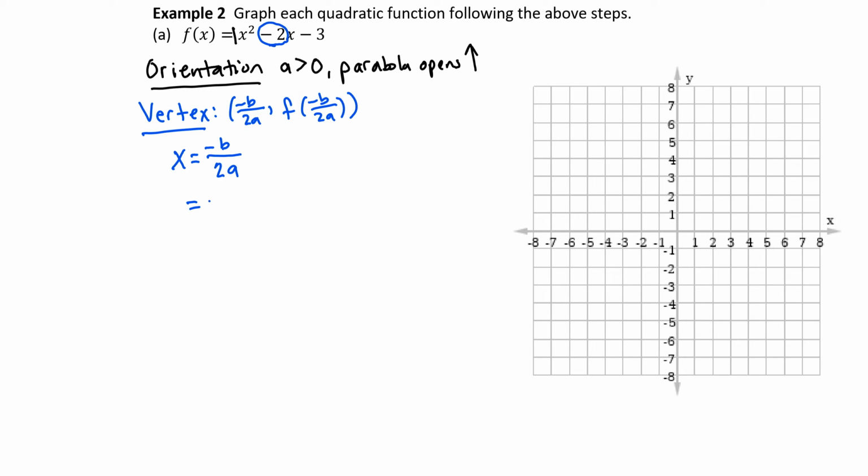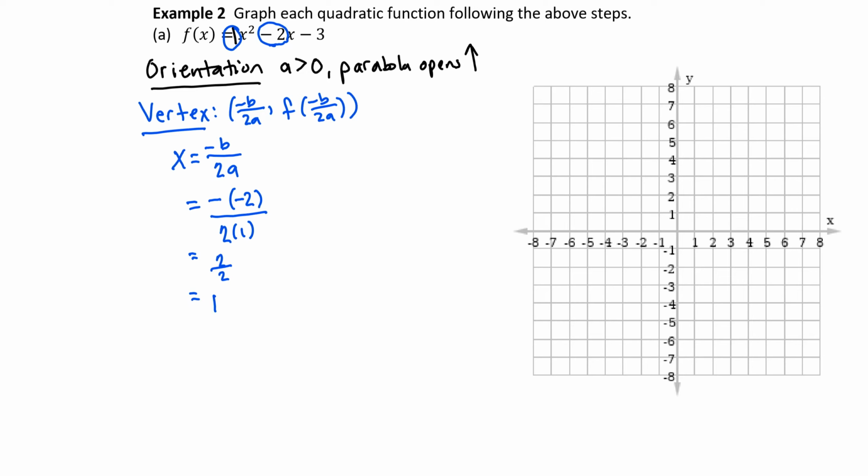So we're going to have a negative from the formula, and we're replacing b with negative 2. So we have negative negative 2 divided by 2 times a, and a is 1. So as we simplify, we get positive 2 over 2 or positive 1. So the x-coordinate of our vertex is x equals 1.